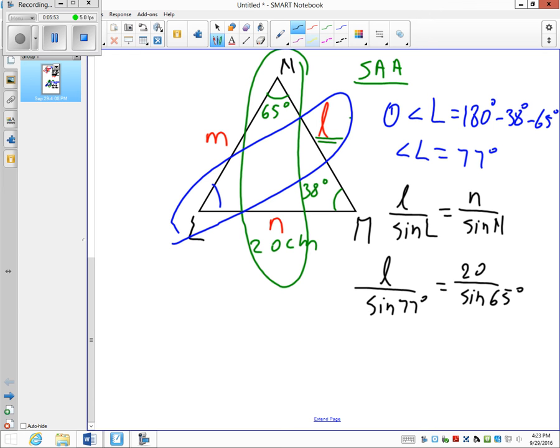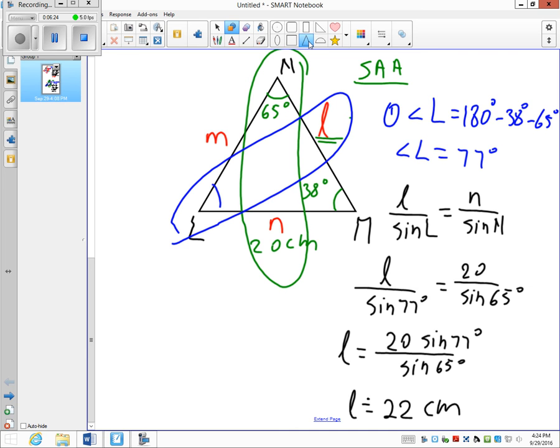Multiplying both sides by sine of 77 in order to isolate L, there we go. L equals 20 multiplied by sine of 77 degrees divided by sine of 65 degrees. As we put that into our calculator, we figure out that side L is approximately 22 centimeters, rounded to the nearest whole number. These were the two cases when we use sine law to solve oblique triangles.